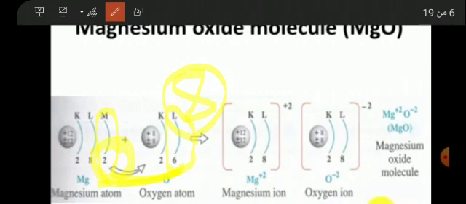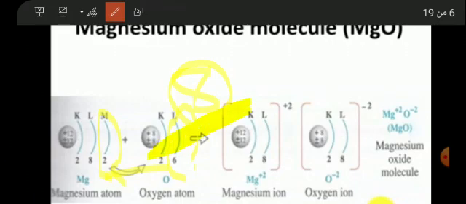So the oxygen completes its outermost energy level with the 8 electrons because it takes 2 electrons from magnesium of the outermost energy level. Okay, so again here we have 2 electrons in the outermost energy level. So magnesium will lose 2 electrons of the outermost energy level. Okay, so who will take them? Oxygen comes and takes them to complete the outermost energy level with 8. So 6 plus 2 is 8. So we completed the outermost energy level of oxygen with 2 electrons.